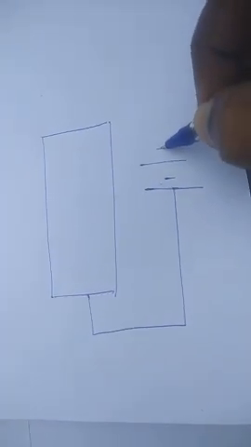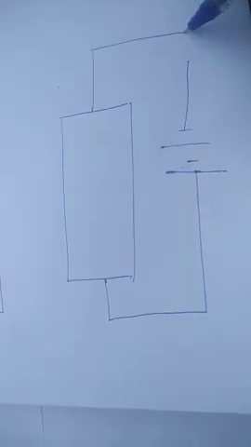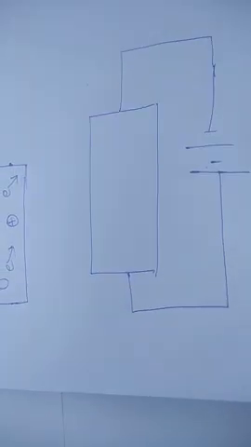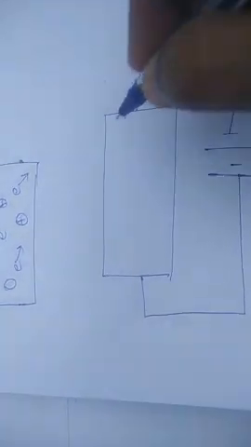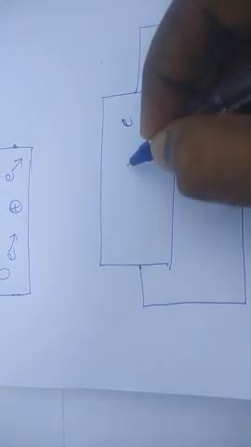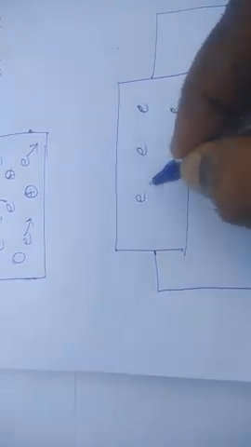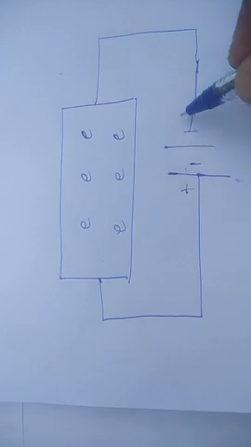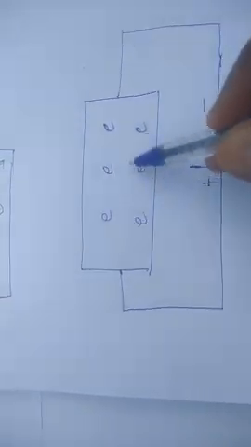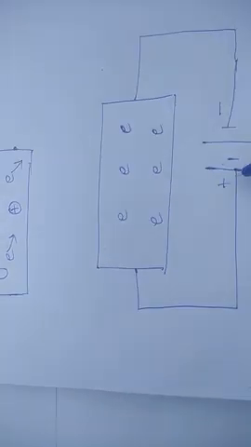Connected to the battery, then only the electrons flow. That means the flow of charges takes place, and that is called a current. So the randomly moving electrons are attracted by this positive terminal.